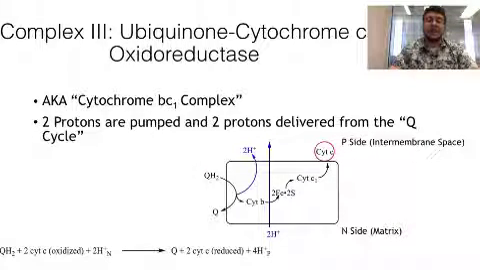Ubiquinone cytochrome C oxidoreductase oxidizes quinol to ubiquinone and reduces cytochrome C. So quinol, or QH2, will deliver electrons to the cytochrome B inside complex 3. A series of redox reactions will transfer the electrons from cytochrome B to the RISP protein, which contains an iron-sulfur cluster, and then to cytochrome C1, which is still part of complex 3, and then to cytochrome C containing protein.